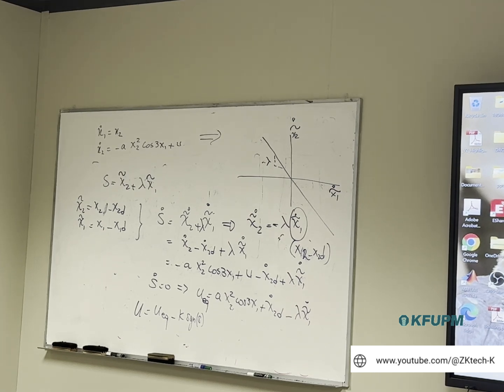How are we going to find k? How to find it from A? Next step, review Lyapunov.